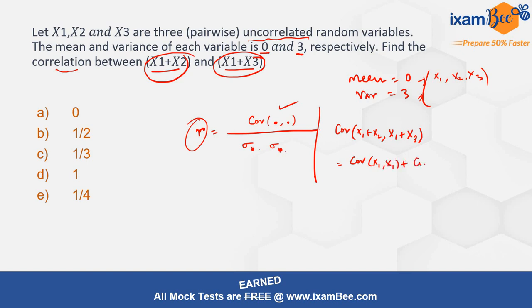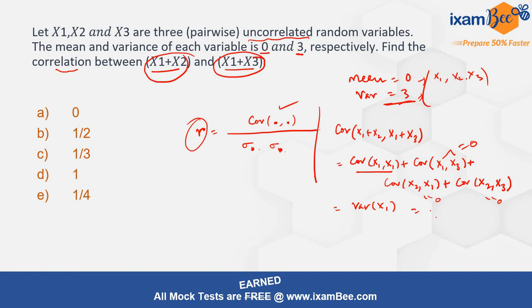plus the covariance between x1 and x3 plus the covariance between x2 and x1 plus the covariance between x2 and x3. This is what it is going to be. So the covariance between x1 and x1 is actually the variance of x1. And these are pairwise uncorrelated, so the covariance of x2 and x1 is 0, x1 and x3 is also 0, and x2 and x3 is also 0. So we have the variance of x1, which we know is 3. So the numerator of our formula, the covariance, is 3.